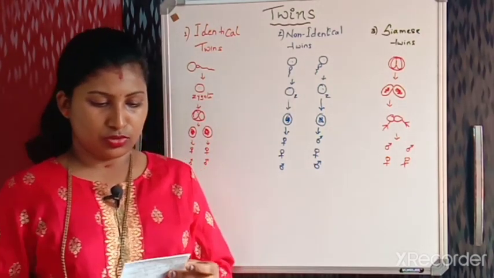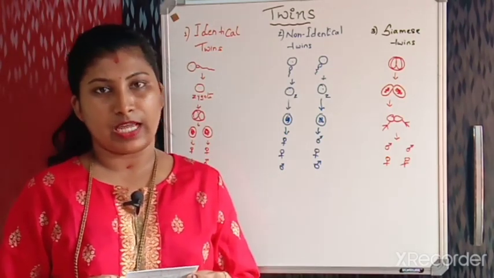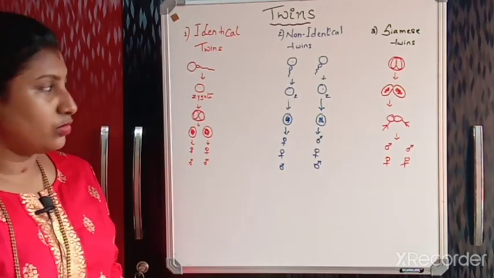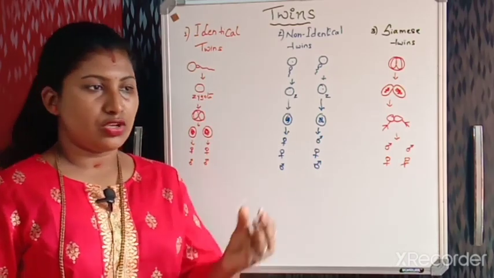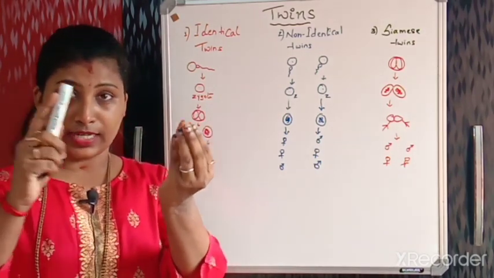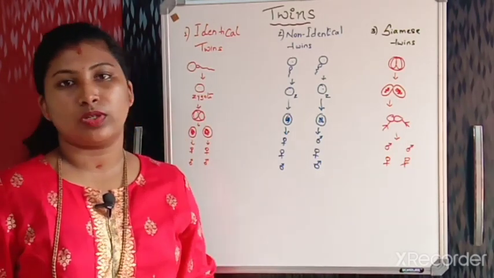The doubt was how twins are formed during fertilization. This is very interesting. So we all know the normal process of fertilization, right? One egg is released per month and that egg will be fertilized by a single sperm, and zygote formation takes place and a new individual will be formed.